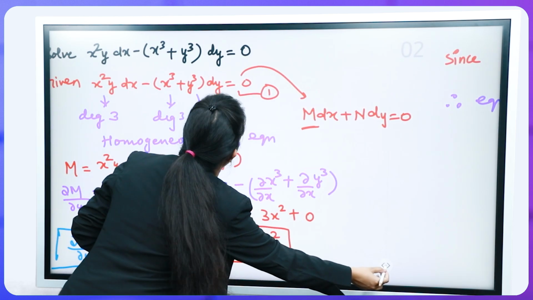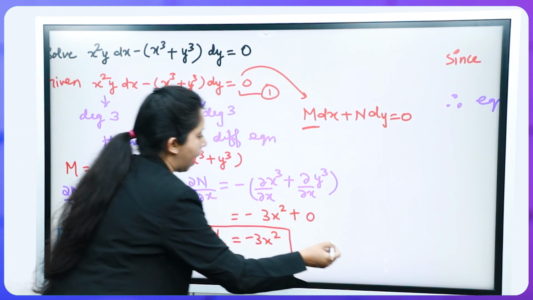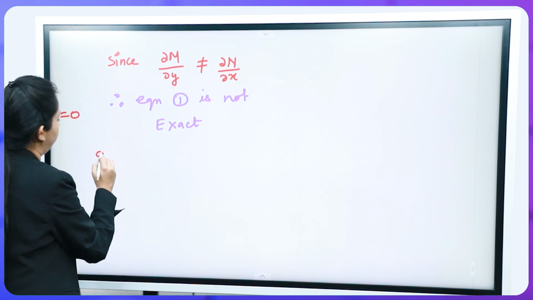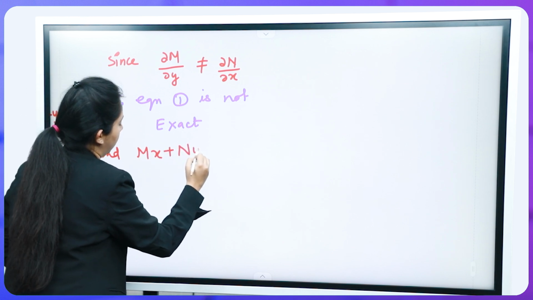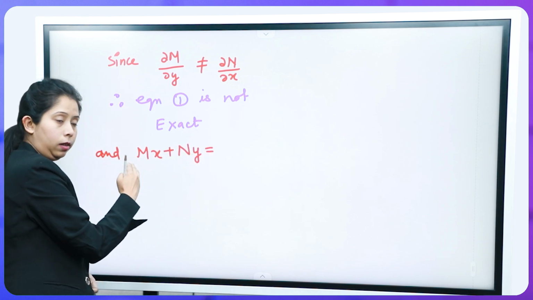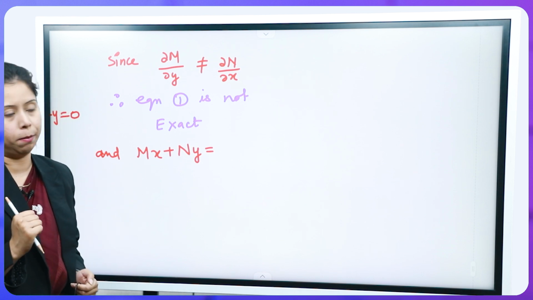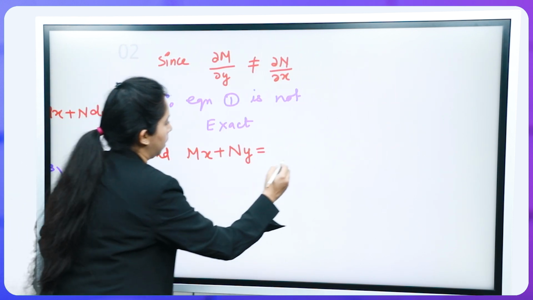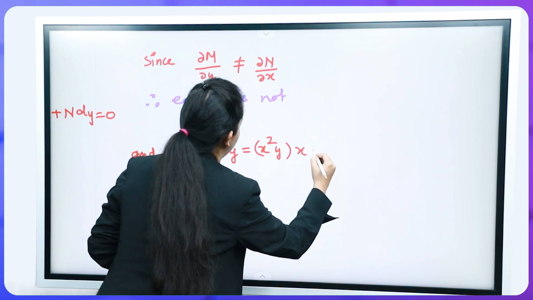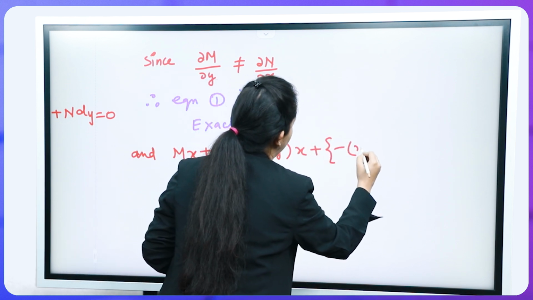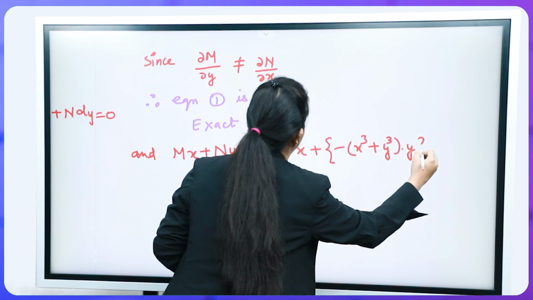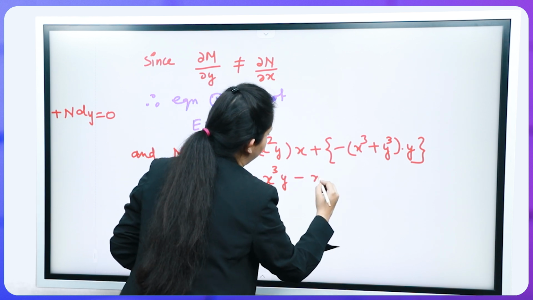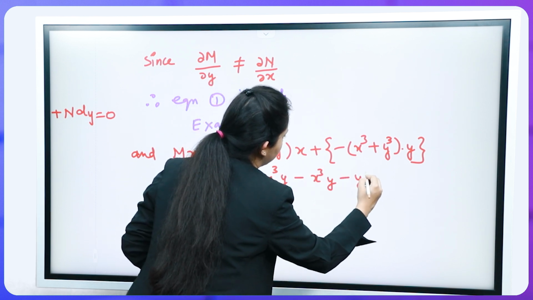So here as you can see, equation 1 is of homogeneous form, and we will calculate the value of Mx plus Ny. If it is not equal to 0, and the differential equation is homogeneous, then we can apply rule number 1. So now we will substitute the values of M and N. The value of M is x²y. So here we have x²y into x plus minus of (minus x³ plus y³) into y. On multiplying it, we will get x³y minus of, here we will have x³y and minus of y raised to the power 4.